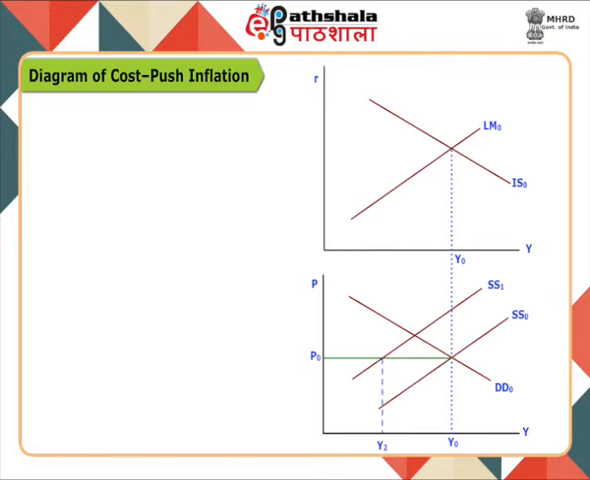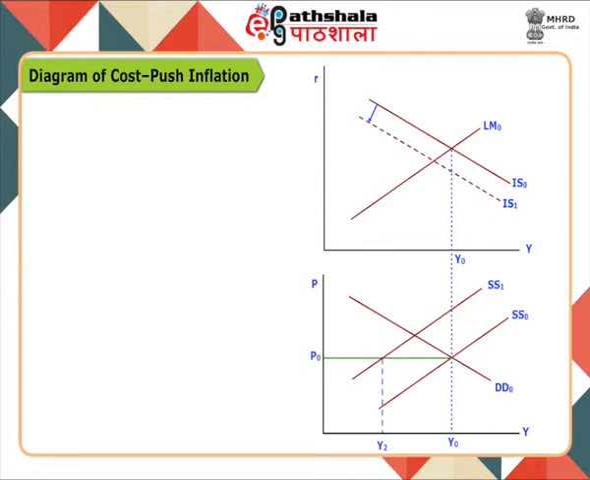Due to the increase in price level, the IS curve shall shift to the left. In the upper panel of the diagram, due to the increase in price level, the IS curve again shifts to the left, that is, from IS0 to IS1.